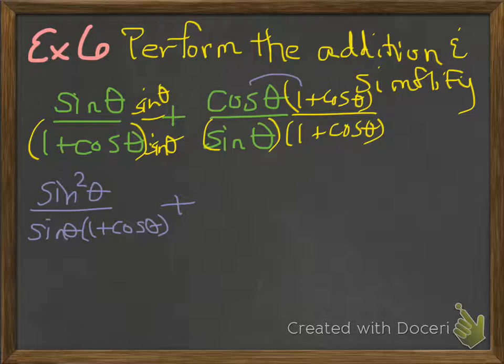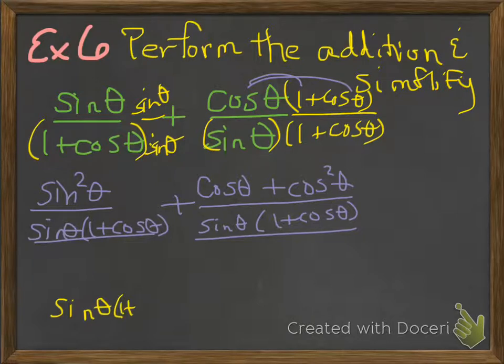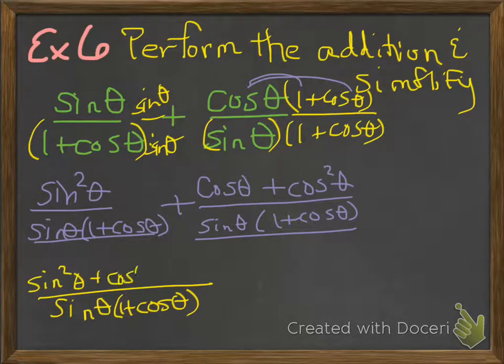Okay, up here though I am going to distribute because they're cosines, so they're going to have some commonalities. So I'm going to take cosine theta plus cosine squared theta, over sine theta, 1 plus cosine theta. Now because they're the same denominator, I can go ahead and put all of my numerator stuff all together. So on top I have sine squared theta plus cosine theta plus cosine squared theta.